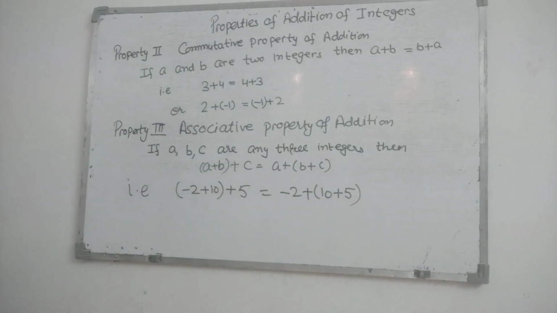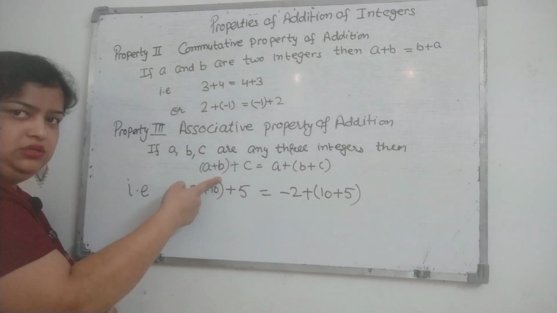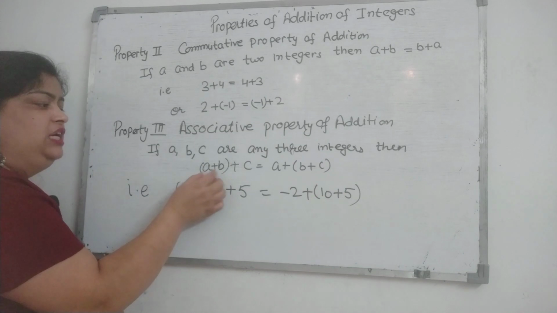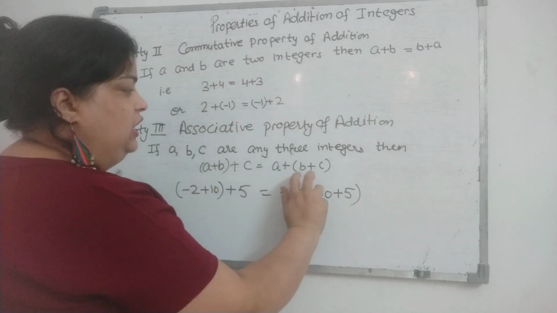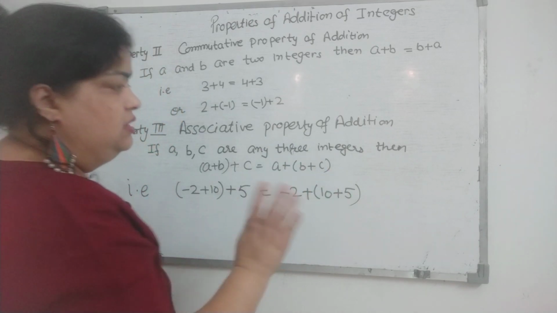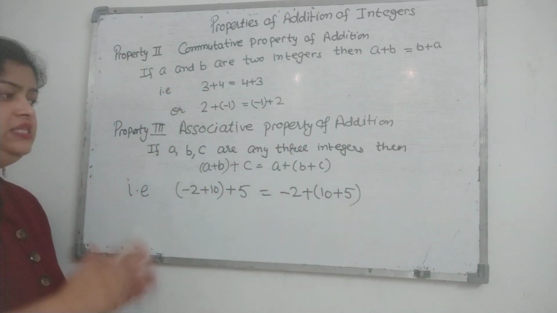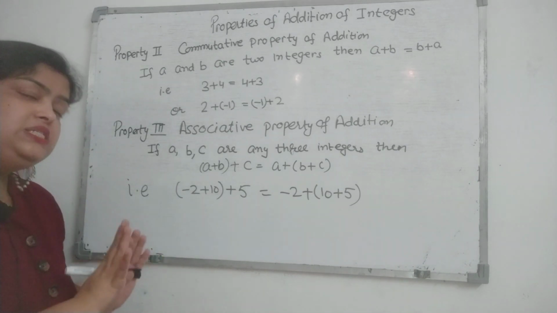Is it clear? What we have done: if I associate any integer with the other integer, first I have associated the first two integers, and on the other hand I have associated the last two integers. It doesn't mean its addition will change. No, it will be the same.